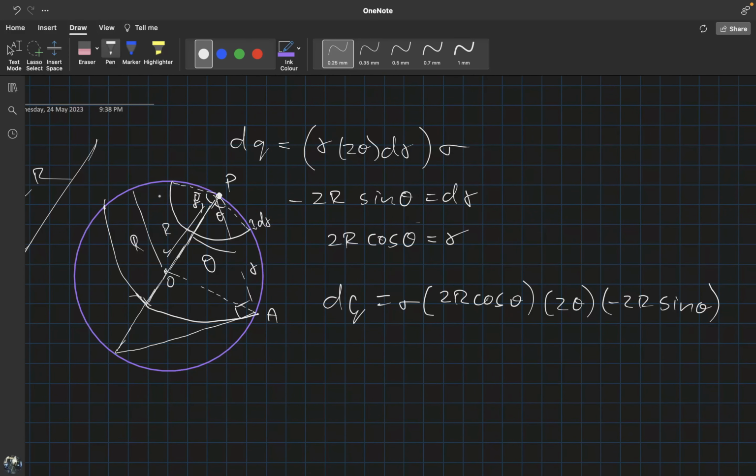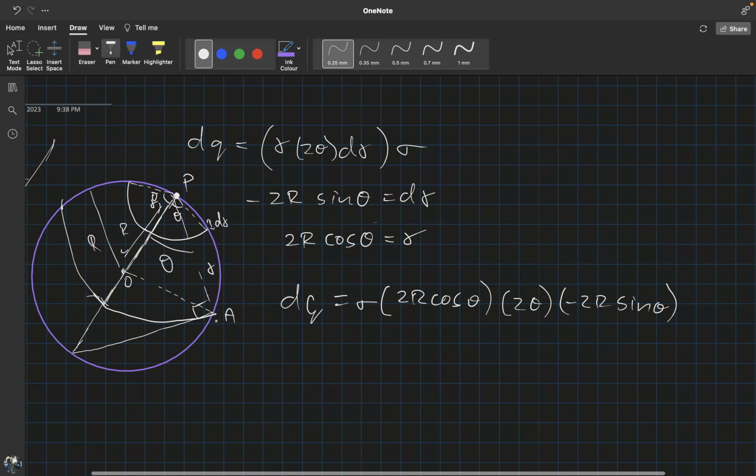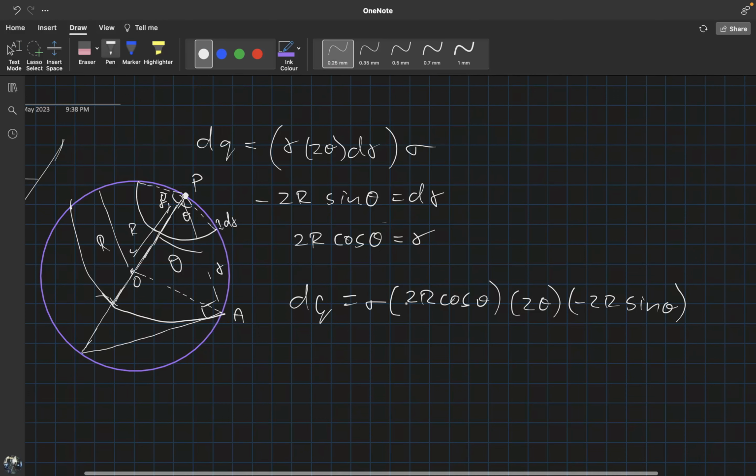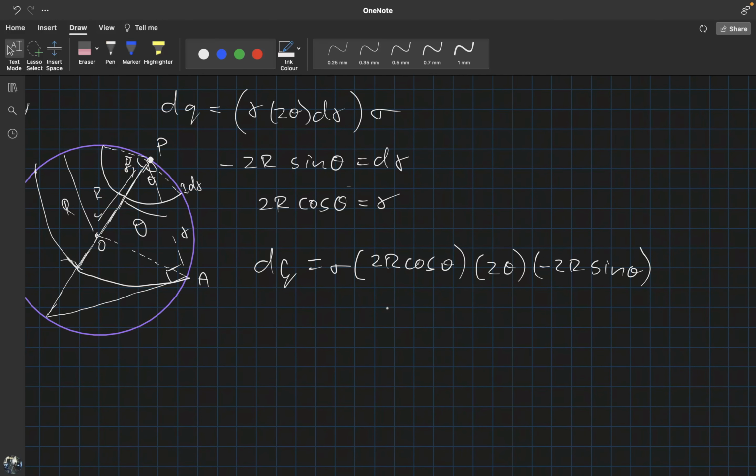Right now we have the charge on the strip. How would we use that to get the potential? It's 1 by 4 pi epsilon naught, dq by r, for that strip. We're treating each one of these as rings and then using the standard formula. Yes, sir. Okay, all right, I can do that.